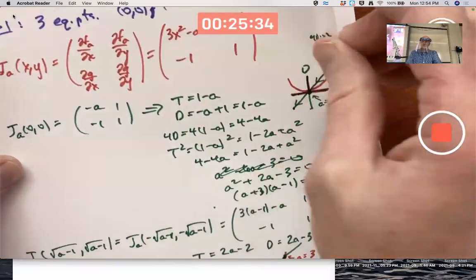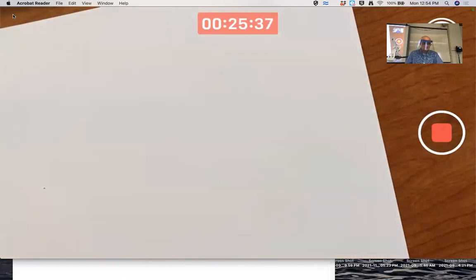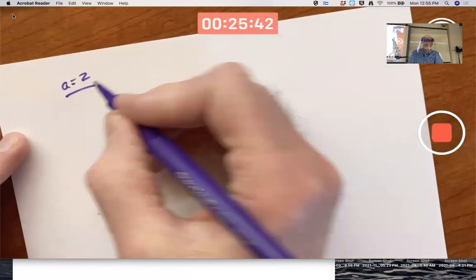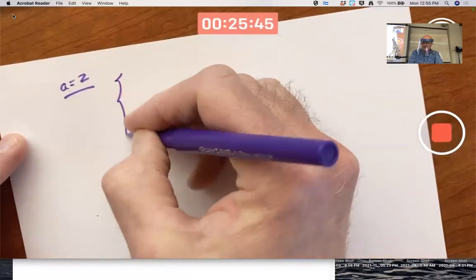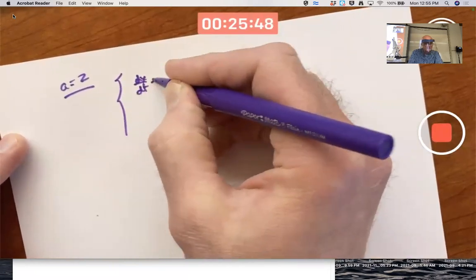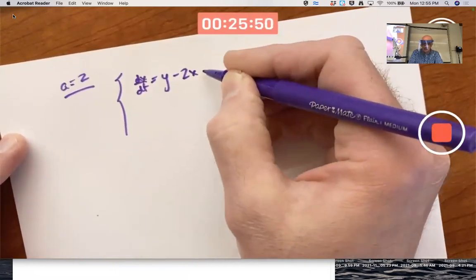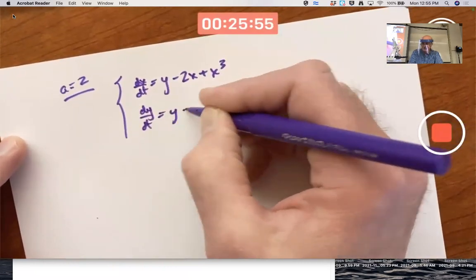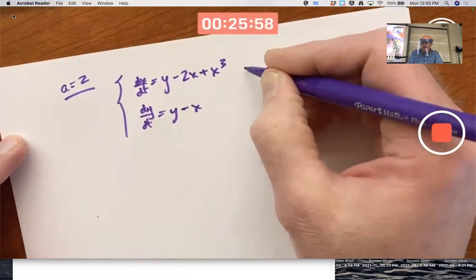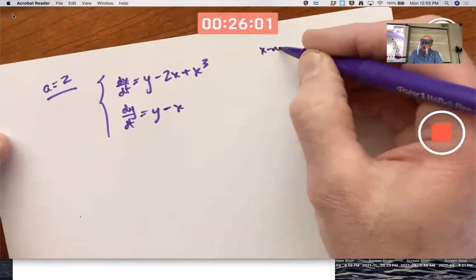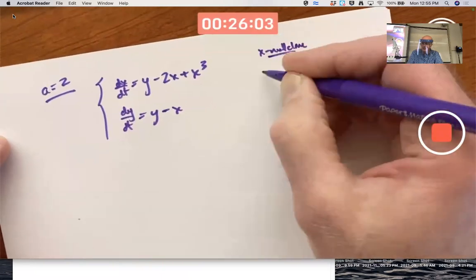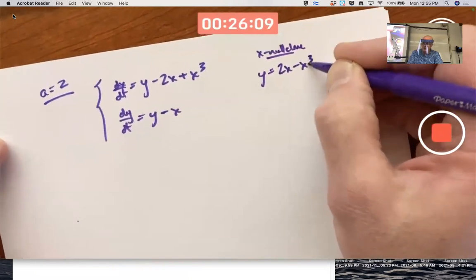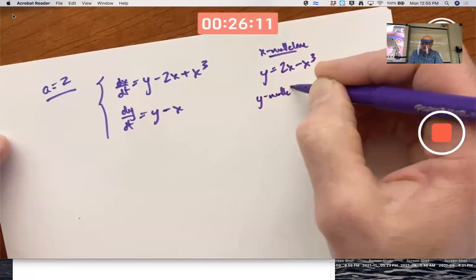Let's try to go ahead and do that. Draw it when a is 2. The system becomes dx dt equals y minus 2x plus x cubed, since a is 2. And dy dt is y minus x. Once again, the x nullcline is y equals ax minus x cubed, so that's going to be 2x minus x cubed. And the y nullcline is still y equals x.